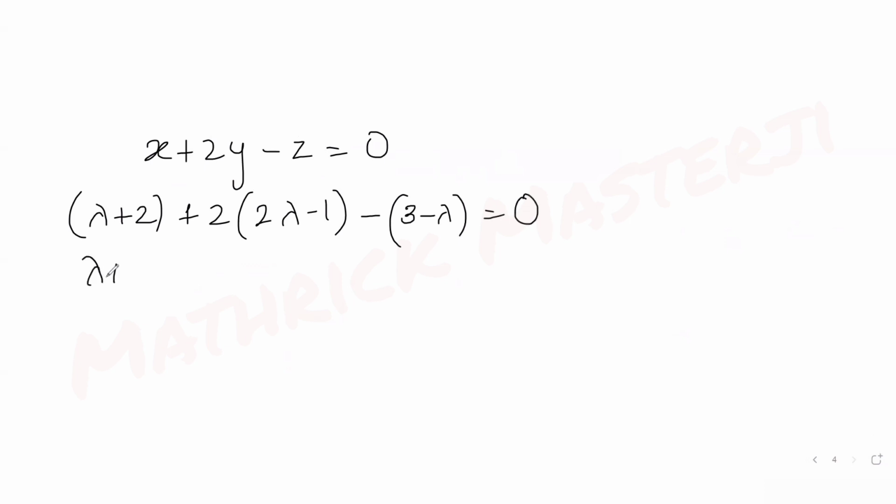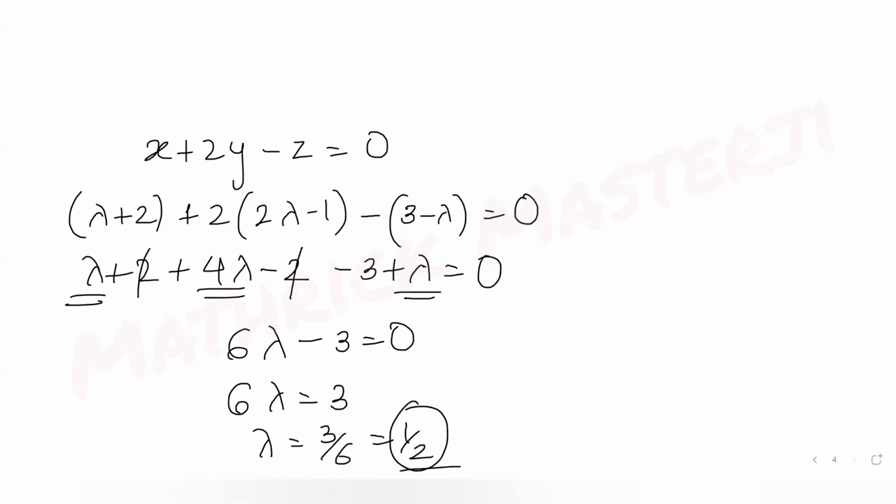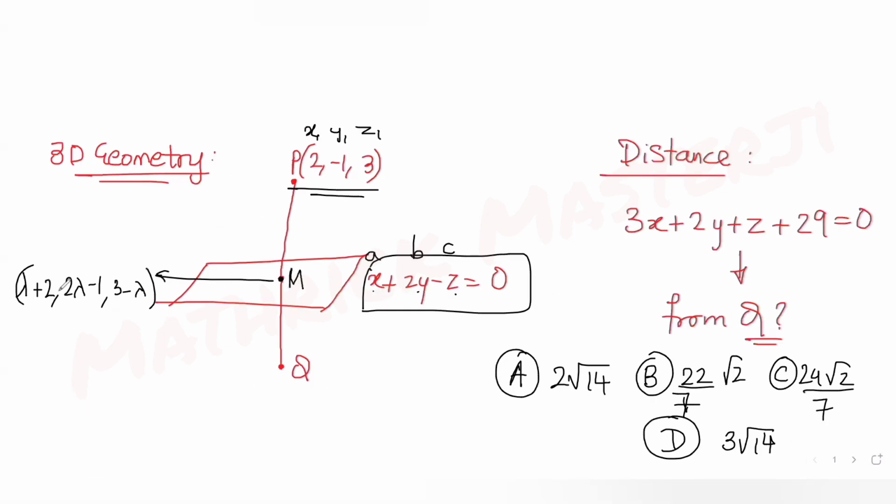Solving, I get lambda + 2 + 4 lambda - 2 - 3 + lambda = 0. Lambda plus 4 lambda is 5 lambda, plus lambda is 6 lambda; 2 minus 2 is 0, and minus 3. So 6 lambda - 3 = 0, 6 lambda = 3, and lambda becomes 3 over 6, which is half. Once you know lambda is half, you can put it in and find the coordinates of point M.